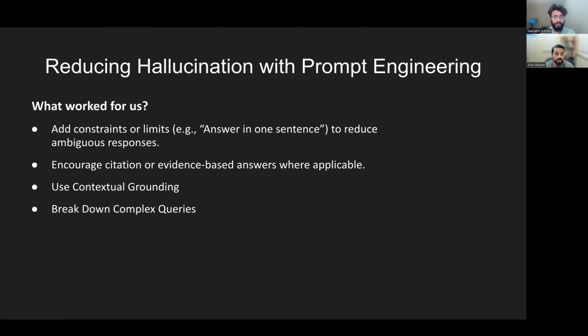If a student asks, what's the capital of France? The AI just says Paris. No need for extra information. Constraints help the AI stay focused and efficient. Right. The second strategy that we tried out is encouraging citations or evidence-based answers.